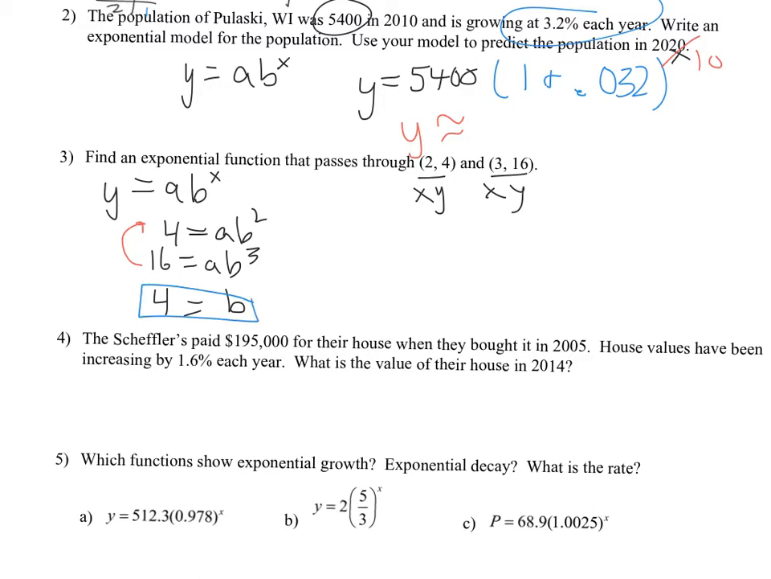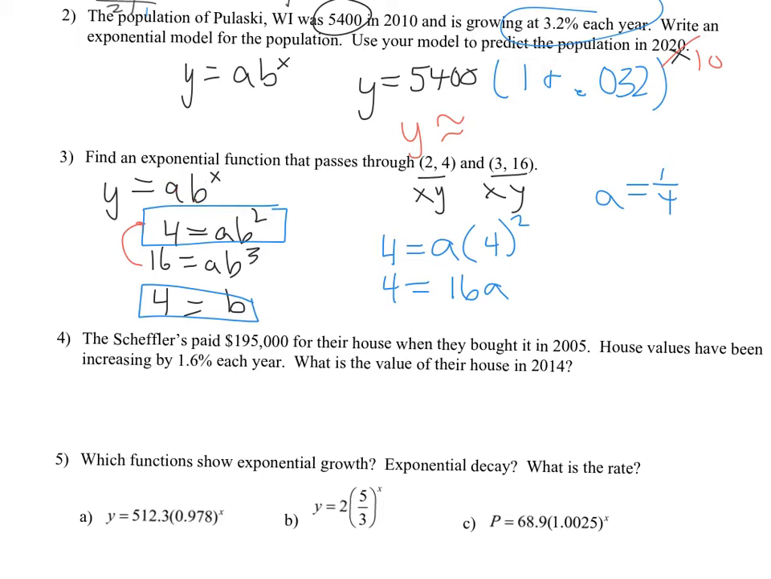So what you could do is plug b back into one of these equations. So I'm going to plug it back in here. So 4 equals a times 4 squared. So 4 equals 16a. a is 1/4. So just like you try to find your slope and your y-intercept in a linear function, you want to try to find your initial value and your growth factor.